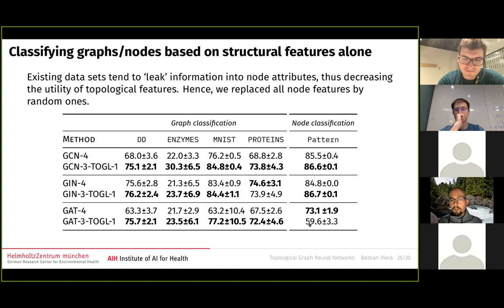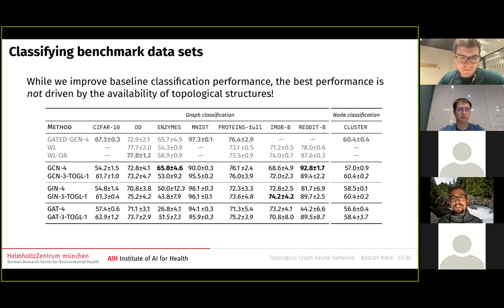For pattern, I'm not sure what is going on here. Don't ask me. This is an old classification approach, so we're not going to look in too much detail at this. But in general, I would say that it works fantastically well if you're in this setting. I have to stress this: if you're in the setting of having only random node features, thus only having access to topological features, which are nevertheless trainable. So there's still this difference from previous approaches in that we can make our features trainable end to end.